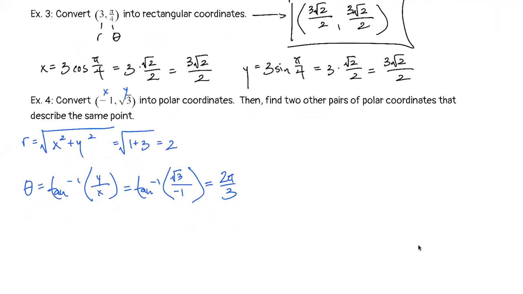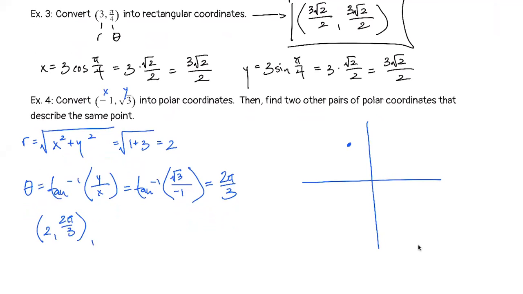So once we have our r and our theta, we can go ahead and write one set of polar coordinates. So we can write it as 2, comma, 2 pi over 3. And if I wanted to sketch that, I know that would be 2 pi over 3 and then out 2 circles, so like somewhere over here.